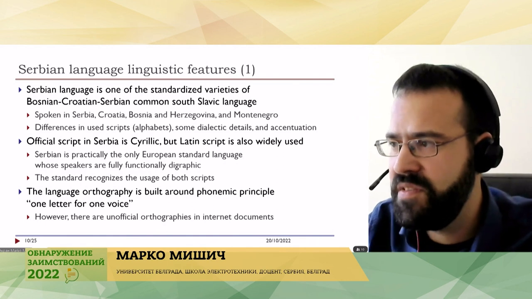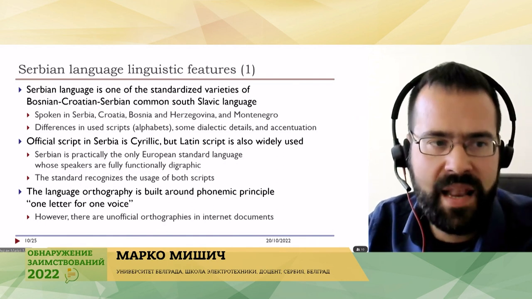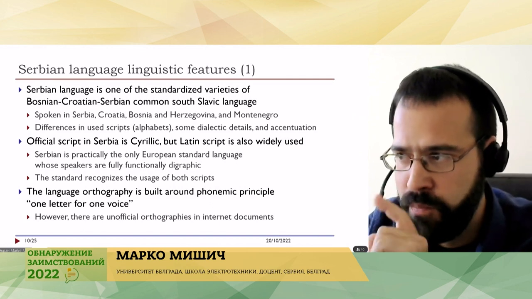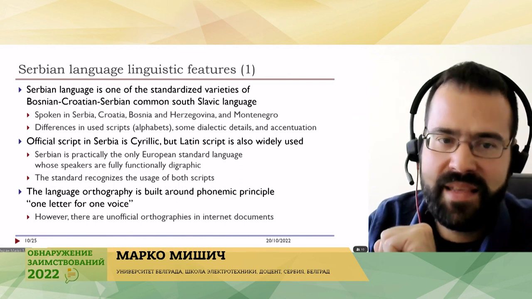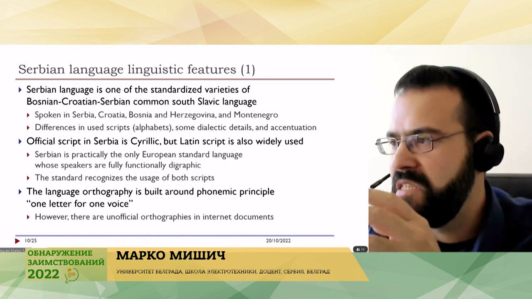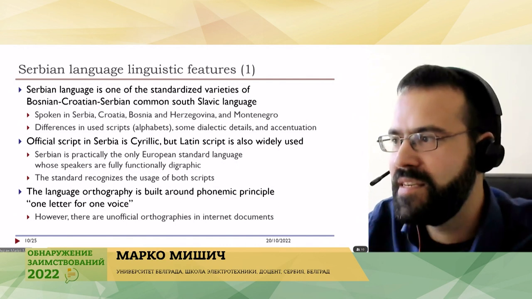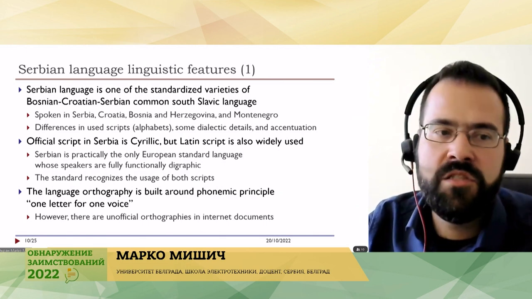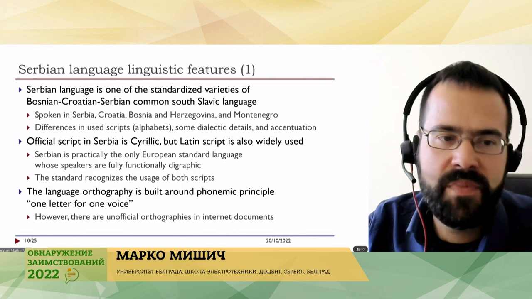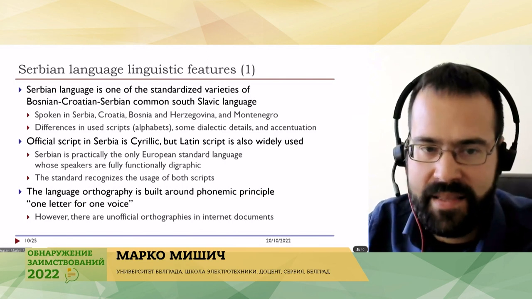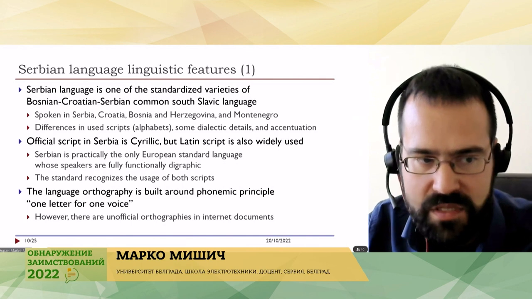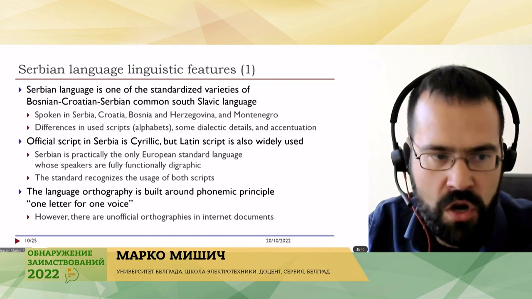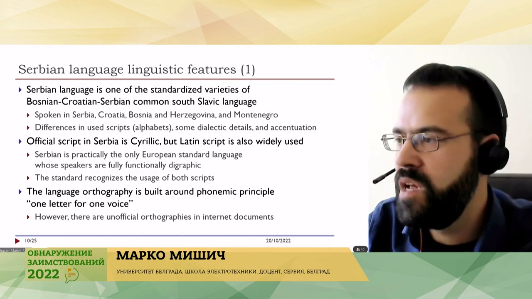However, there are some specificities in those languages. Differences are mostly in used scripts or alphabets, which is important. Then there are some dialectic details, and of course there are differences in accentuation, but we perfectly understand each other. The official script that is used for writing in the Republic of Serbia is Cyrillic, but the Latin script is also widely used, as Serbian is, I think, practically the only European standard language whose speakers are fully functionally digraphic.